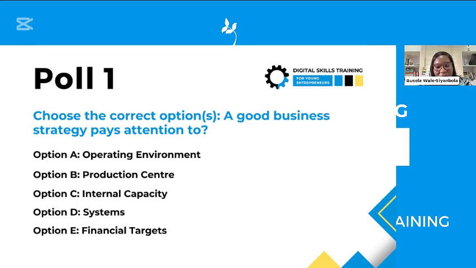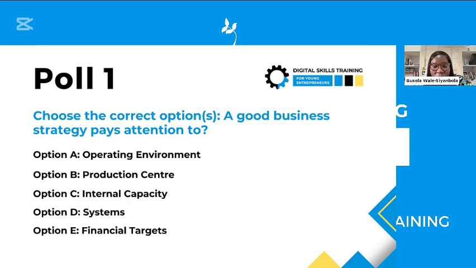A good business strategy pays attention to. You have the following options. Operating environment. So, okay, it was set as a single choice. It's actually multiple. It's supposed to be a multiple choice question, so you can choose more than one answer. Operating environment, production center, internal capacity, systems, and financial targets. So based off of last week's session, can we have responses, please?